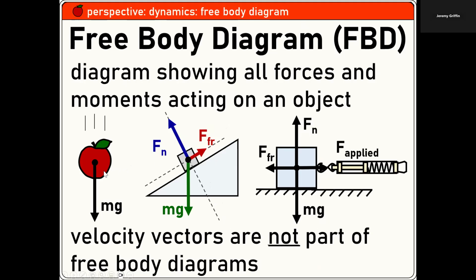Sometimes you have objects in motion, like maybe this object might be falling in free fall, or maybe this block might be sliding down the incline. Maybe I don't know, or maybe you're pulling this block across the surface. It might be in motion. But you guys see this note at the bottom? It says velocity vectors are not part of free body diagrams.